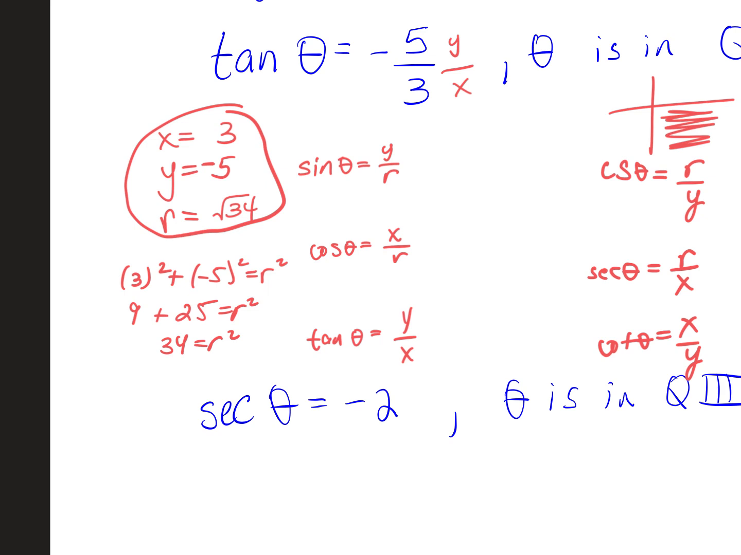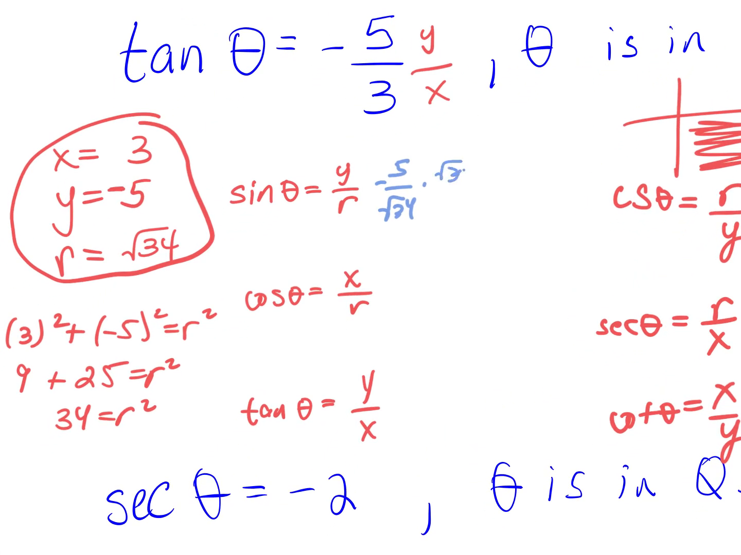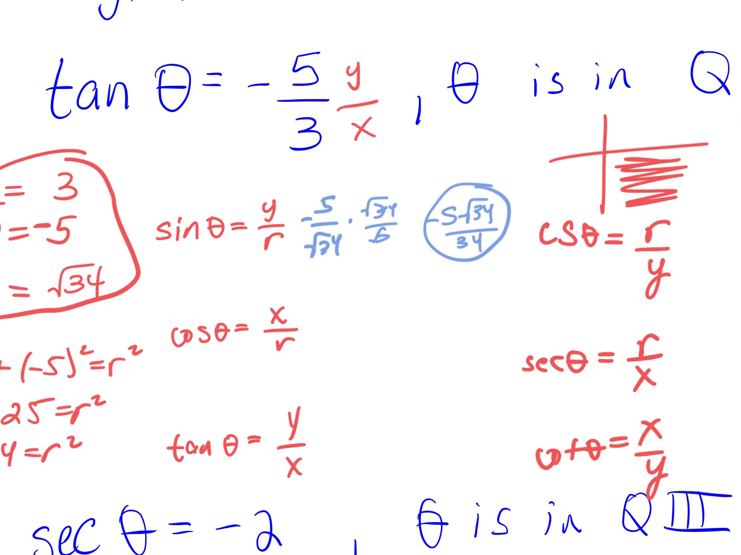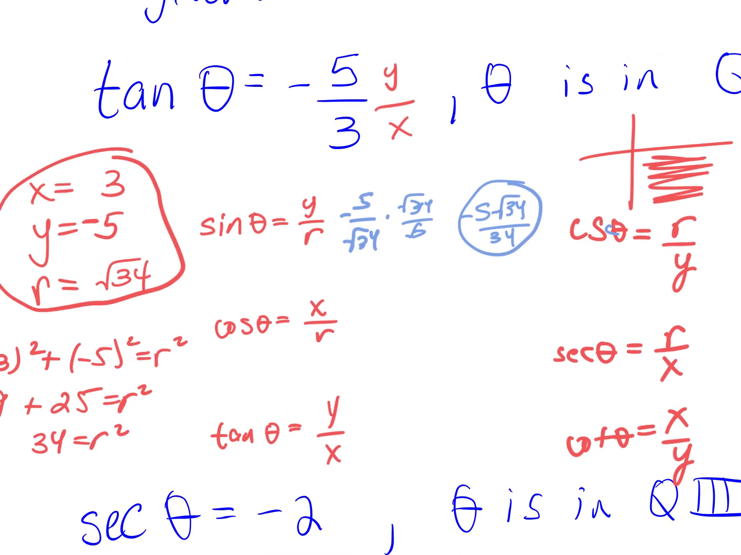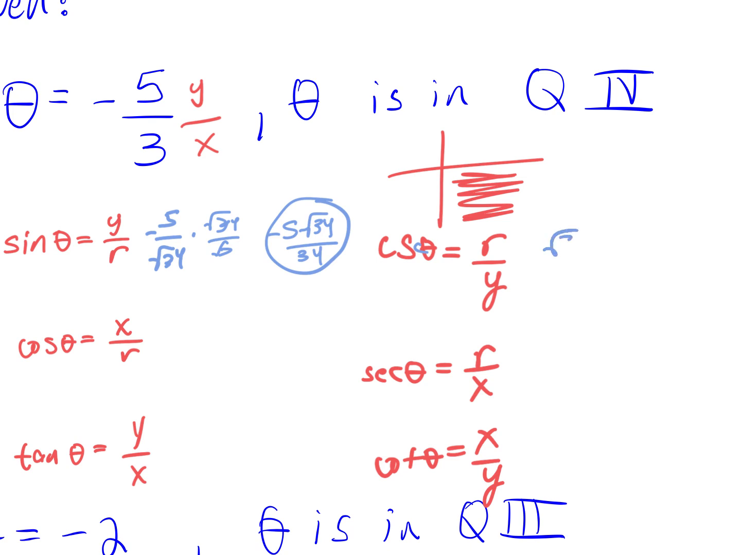Sine would be y, which is negative 5, over the square root of 34. Can I leave it like that? Nope, we have to rationalize, right? So it's negative 5 root 34 over 34. So if sine is y over r, what's cosecant? R over y. So the square root of 34 over negative 5. You could put the negative anywhere. You could put it in front of root 34, in front of the 5, or just in front of the fraction sign. It doesn't matter.